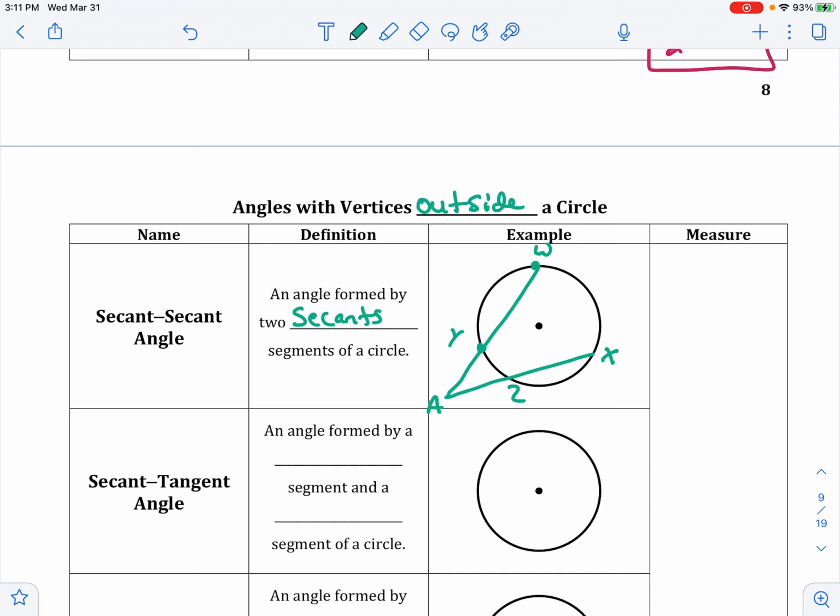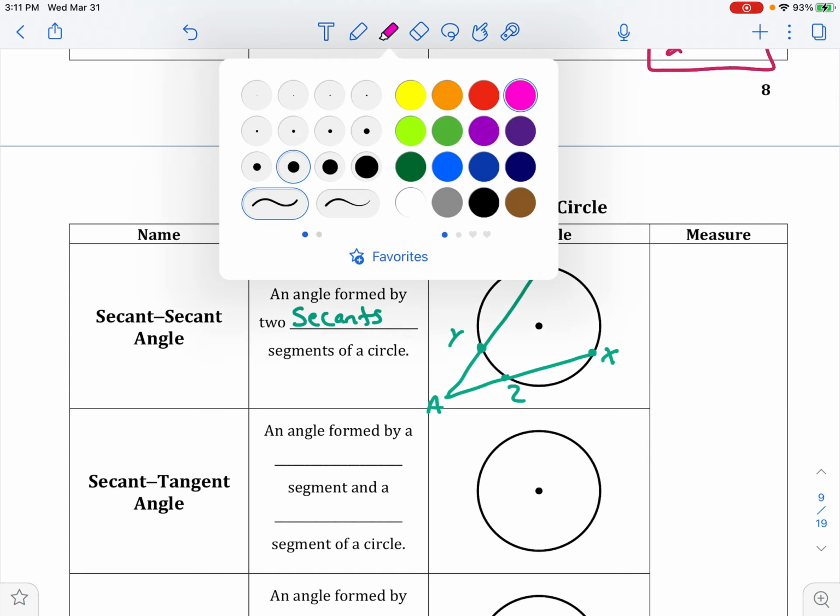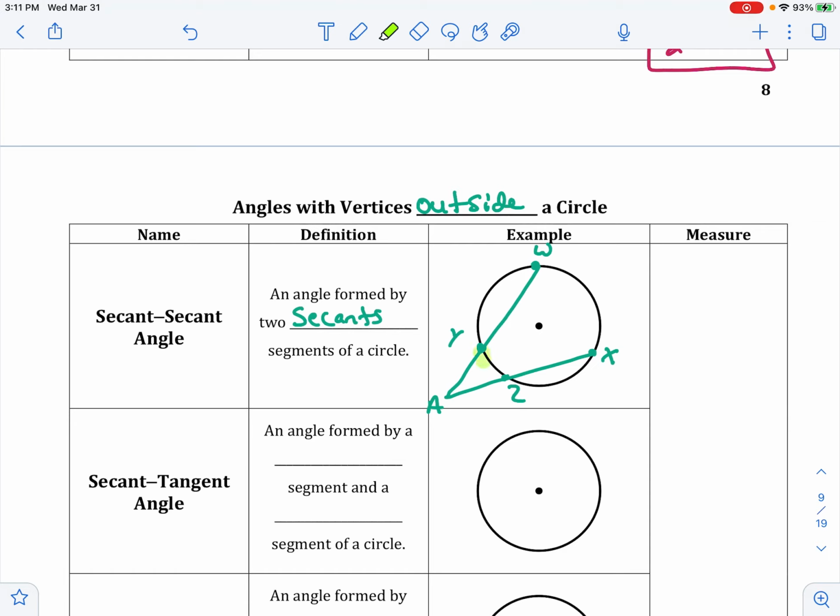So you can see that we've intersected the circle in these points that actually cut off 2 arcs of the circle. If you notice, you have a little arc and you have a bigger arc. So to find the measure of angle A, we're going to take half the difference of those arcs. Always take big arc minus small arc. So the measure of angle A is 1/2 times the bigger arc, WX, minus the smaller arc, YZ. We call that half the difference of the 2 arcs.